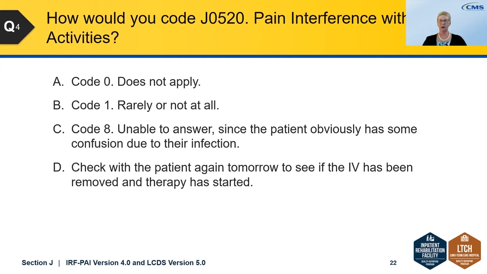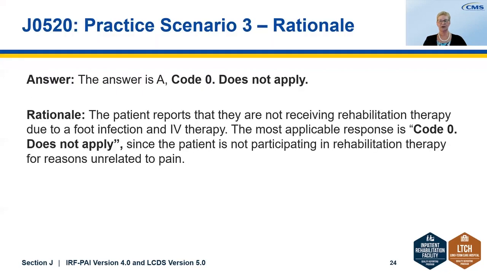Okay, I think we can close the poll and see how folks responded to that. And the majority of people chose A, code 0, does not apply. And let's move along and see that that is in fact the correct answer. A, code 0, does not apply. And our rationale for selecting this answer is that the patient reports they are not receiving rehabilitation therapy due to a foot infection and IV therapy. So in this case, the most applicable response would be code 0, does not apply, because the patient is not participating in rehabilitation therapy for reasons unrelated to pain.